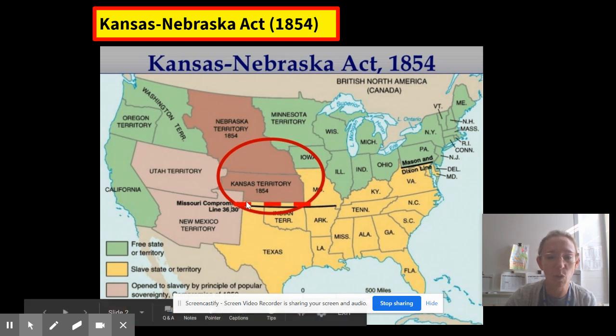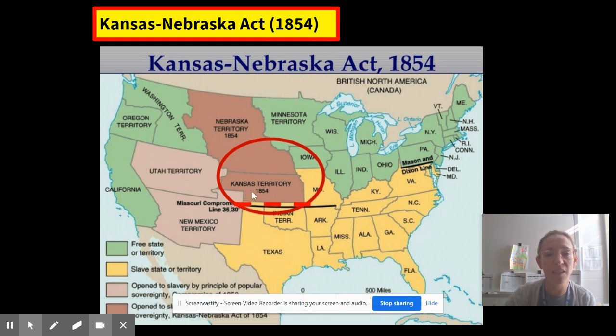They are technically north of this 36°30' line, if you recall, from 1820 with the Missouri Compromise. This said that the land in the Louisiana Purchase here should be free. But this is up for debate as people are, again, fighting over whether that should actually be the case or whether something new should be drawn up.